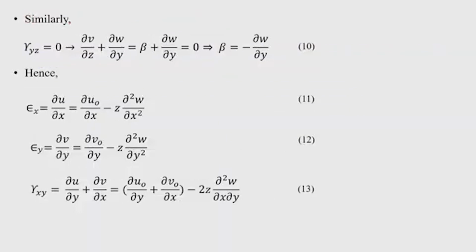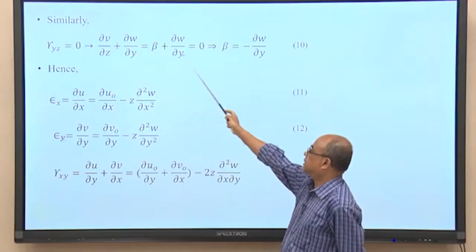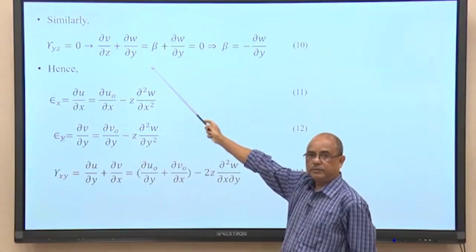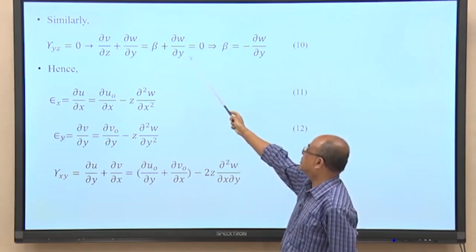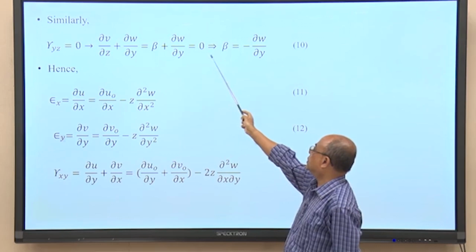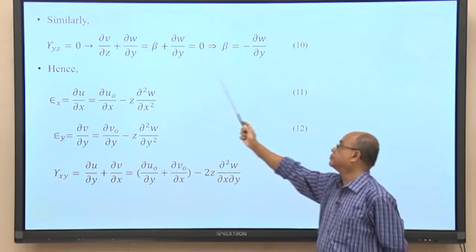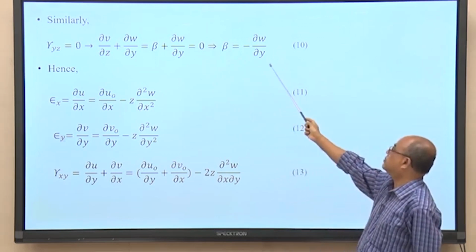Similarly, we get gamma yz. Here for gamma yz you can see del v by del z plus del w by del y from the plane elasticity equation, and here we get beta plus del w by del y equal to 0. This gives you beta equal to minus del w by del y.